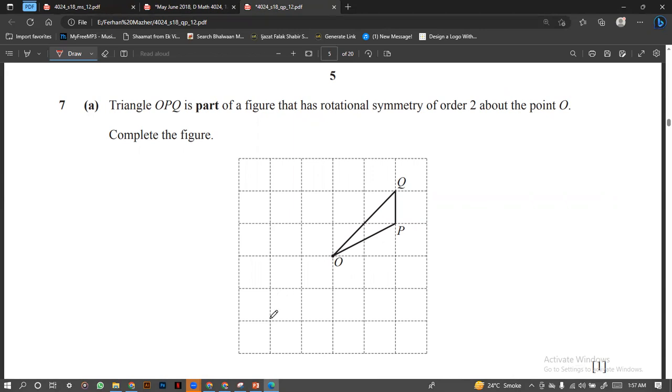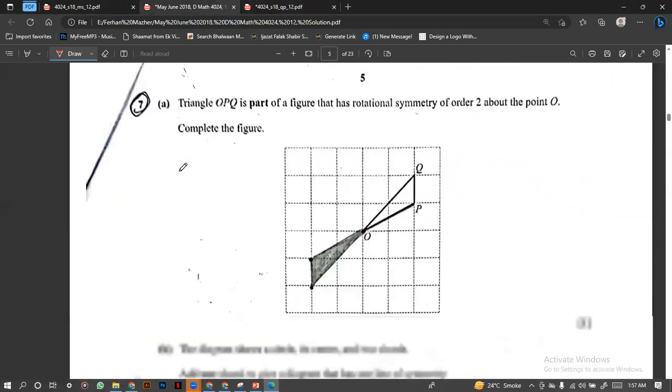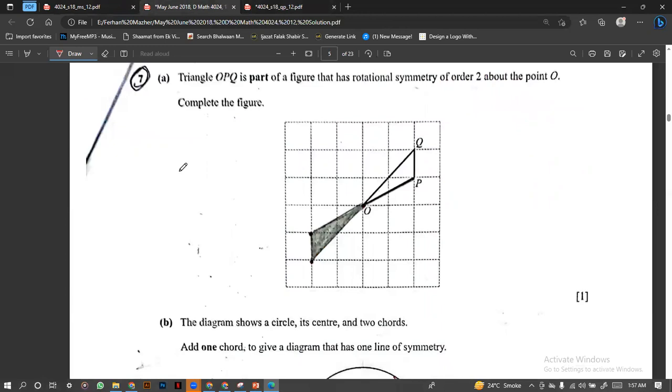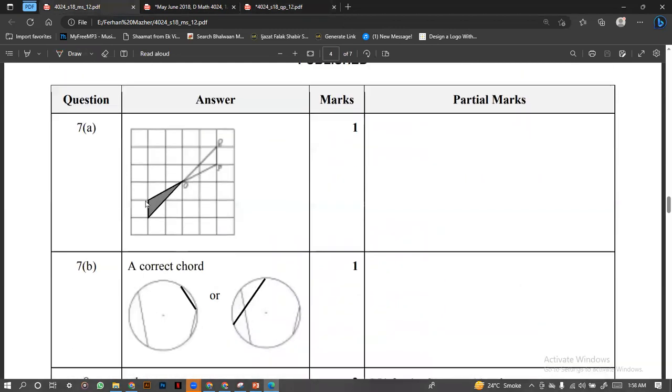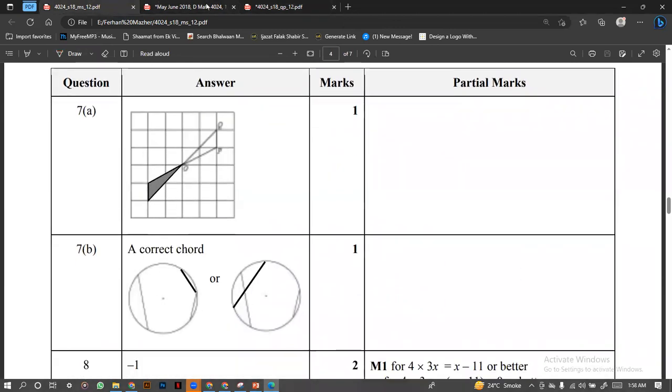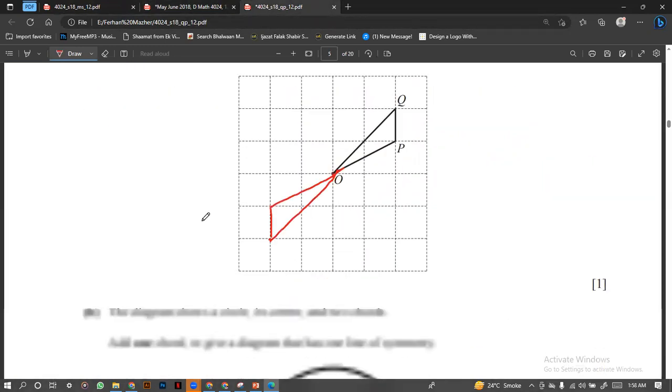So it will be here. So this is 2 and 1, and this is 1 and 2, something like this. Yeah, it will be something like this. Okay, so the shape will be like this. Let me show you. I have done this. So this is how you will do this. Let me show you in the diagram. The marking scheme, you can see this. Our answer is right. Okay, this is how this is done.